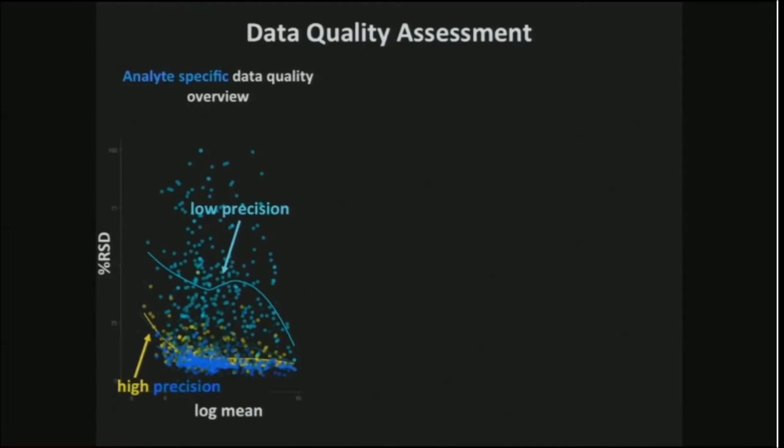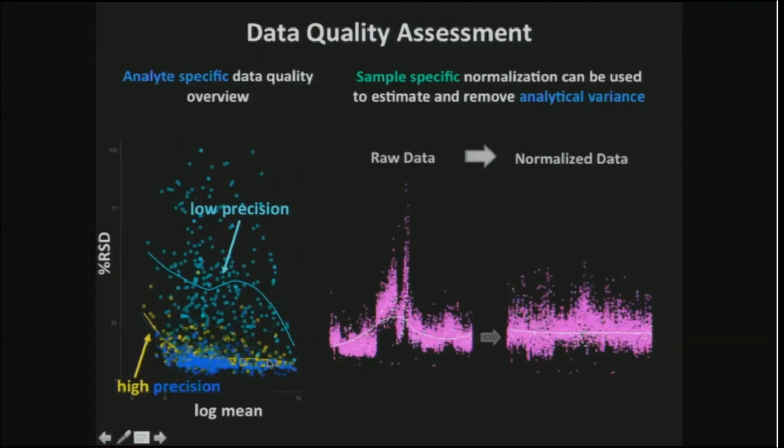One way you might do this is trying different data pretreatment and normalization techniques. One way you might evaluate it is looking at the relative standard deviation versus the magnitude of the measurement. In this plot, every single point is an analyte, and the different colors represent different normalization techniques. What you want is low relative standard deviation. And so you might look for techniques to decrease your analytical variance.